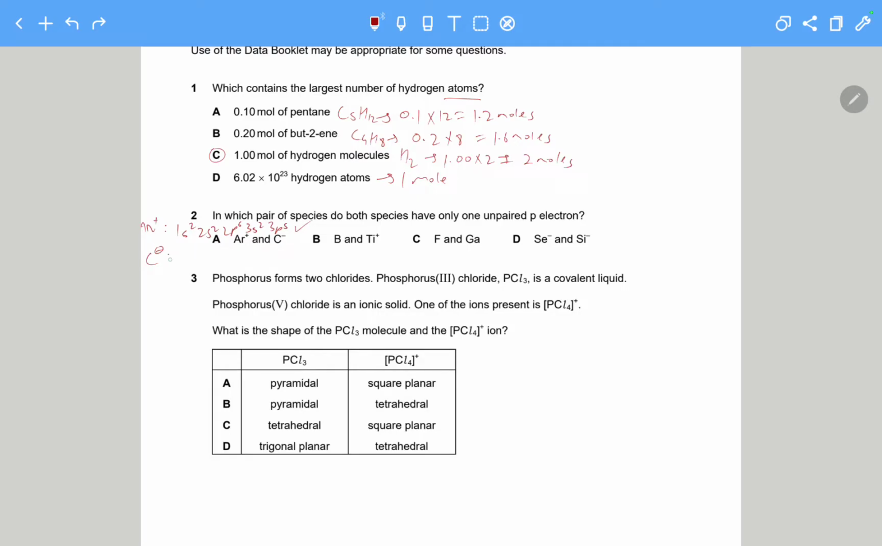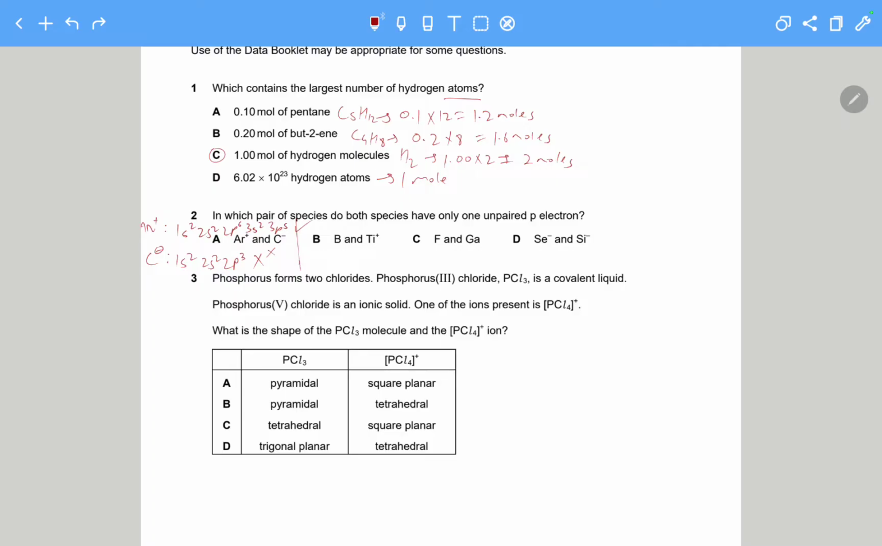Carbide ions, C negative: 1s2, 2s2, 2p3. Remember, it's 2p2 for carbon, but then it's negatively charged, so 2p3. And this has 3 unpaired electrons, because we always fill each orbital with 1 electron and then we start pairing the electrons up. Because there are only 3 electrons, each of them will be unpaired, so it does not have only 1 unpaired electron, so option A is crossed out.